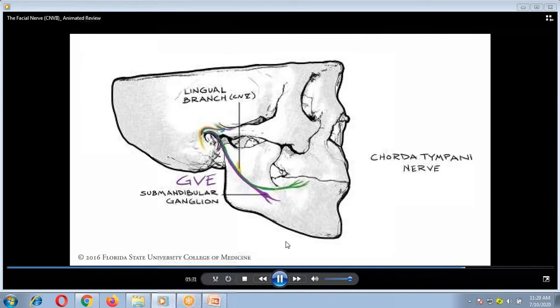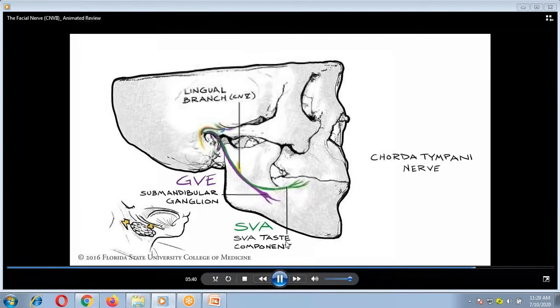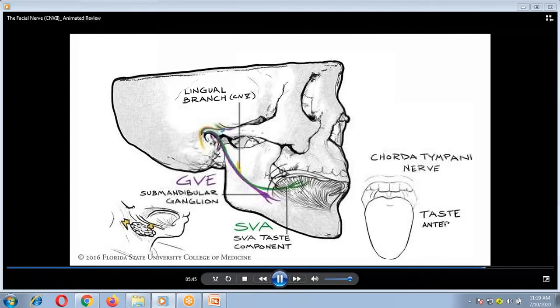From here, postganglionic neurons distribute to the submandibular and sublingual salivary glands. In contrast, the SVA taste component of the chorda tympani remains with the lingual nerve until it reaches the tongue, where it distributes to the taste receptors on the anterior 2/3 of the tongue.